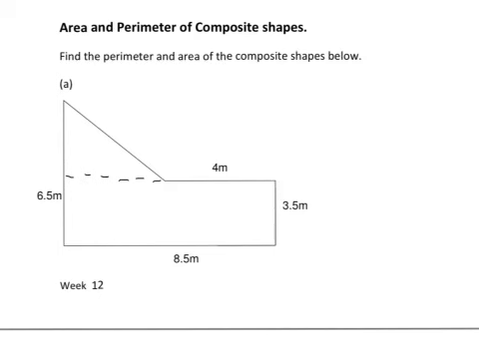Now, because we know in a rectangle that opposite sides are equal, we know that therefore that side of the rectangle must be equal to the opposite side, which is 3.5 meters. That should tell us something about the height of this triangle. It's 3 meters. So we've now got all of the distances, but the only thing we don't know is the slanted side of the triangle.